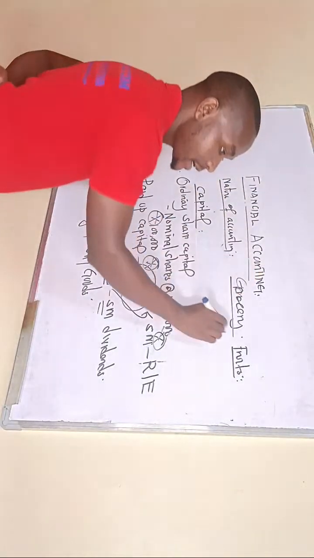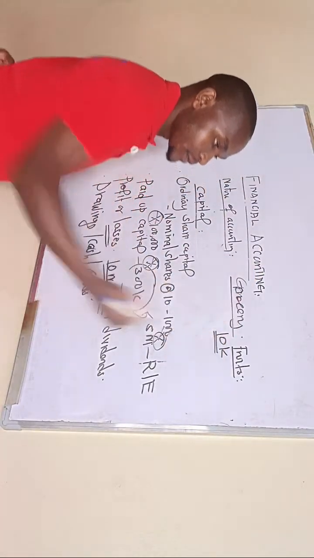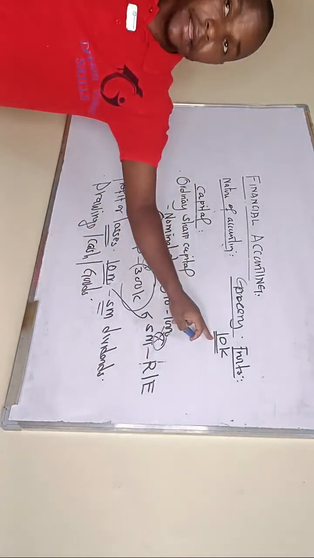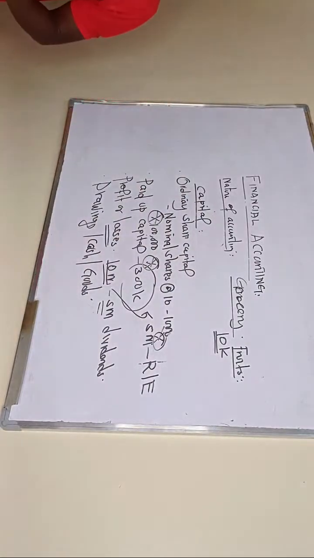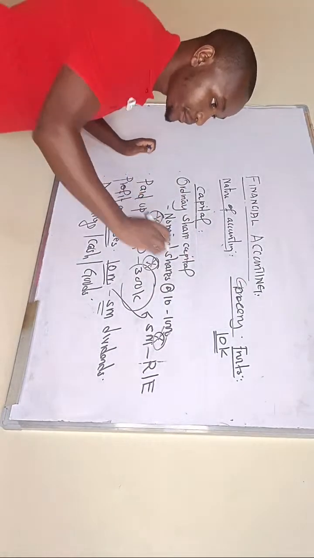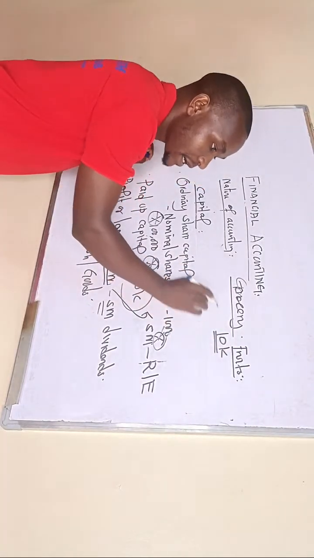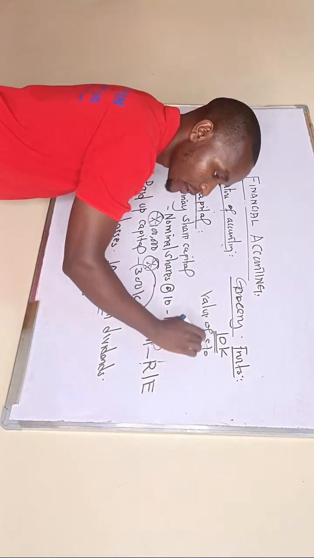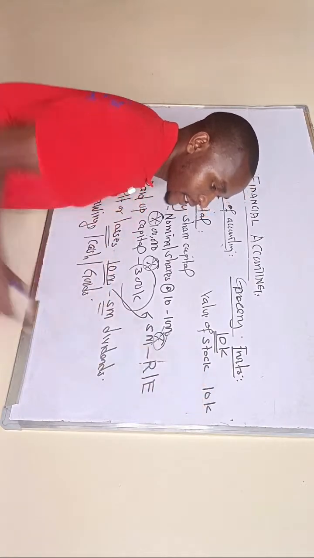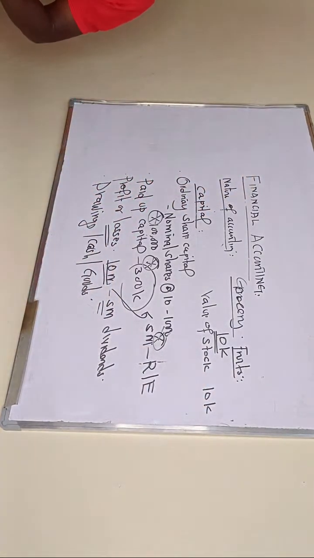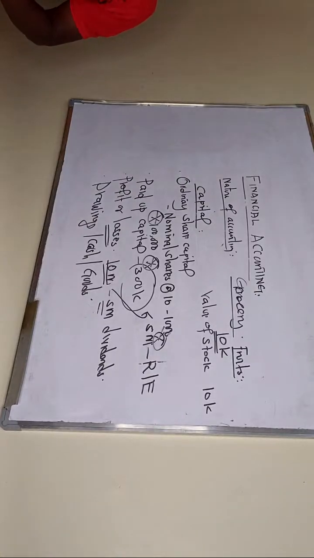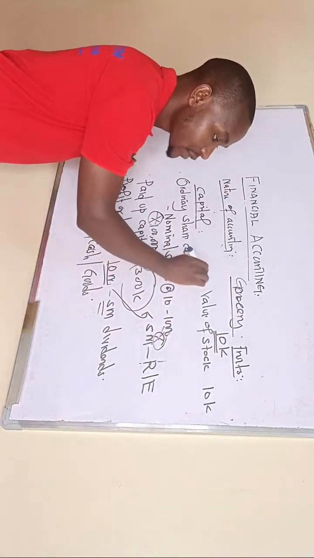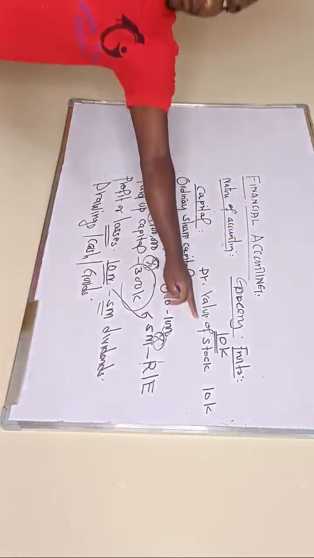You buy fruits worth 10,000. So this 10,000, for your account to balance, you have the value of stock. The value of stock will be how much? 10,000. Your value of stock will be 10,000, and then we will debit the stock value, which is inventory.